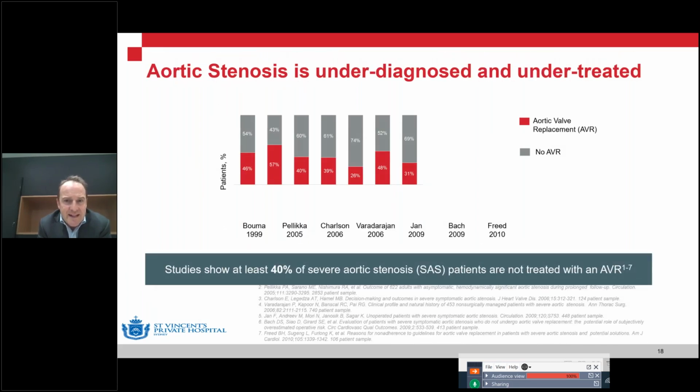It's underdiagnosed and undertreated. It's underdiagnosed often because the patients are not necessarily being put in a position where they're having their heart auscultated, or if it is diagnosed, patients aren't necessarily having treatment for a variety of reasons, including comorbidities or perceived frailty.